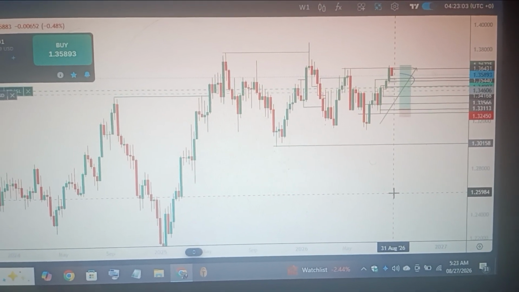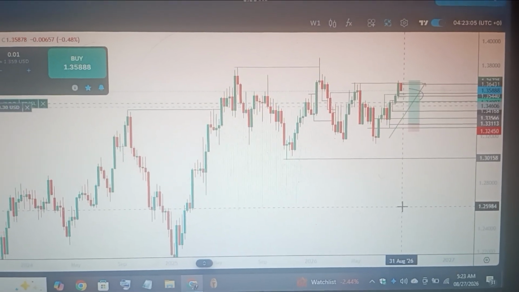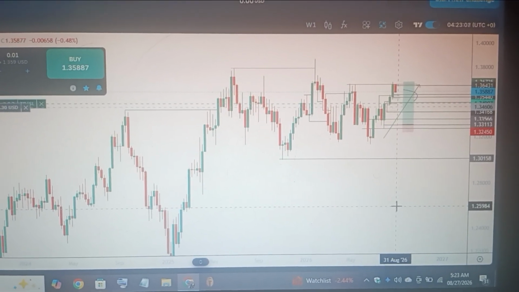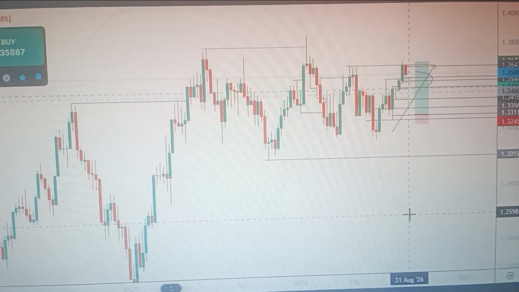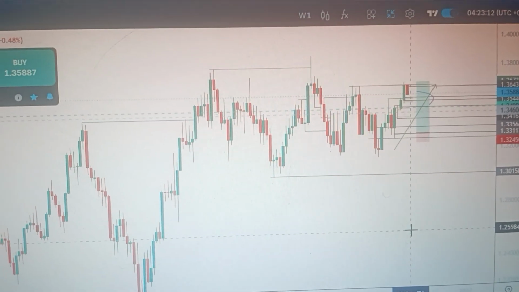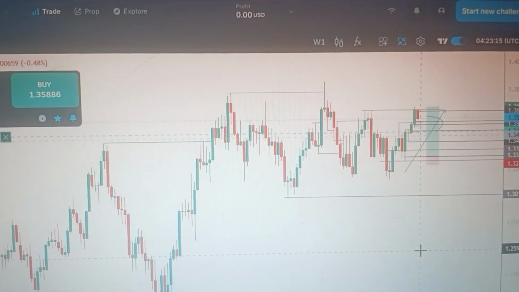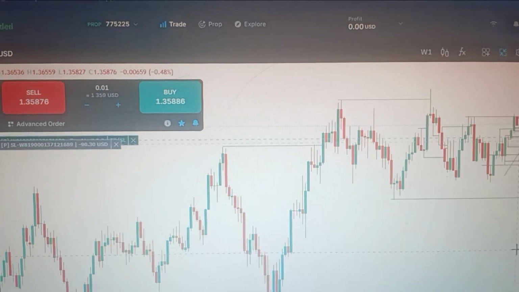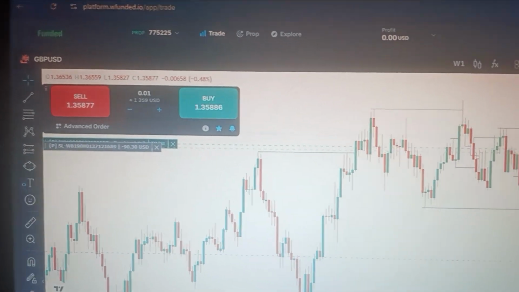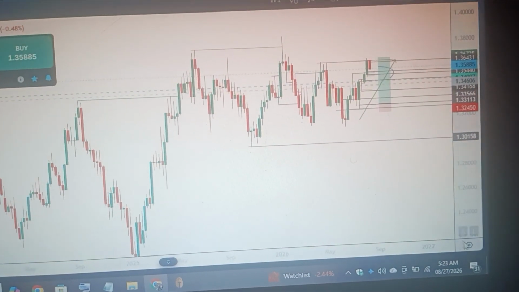So this is another video again. I don't want to waste much time. I already have a cluster of markup and I've already done the analysis, so I just want to briefly share with you what I'm currently looking at. I'm looking at GBP USD.